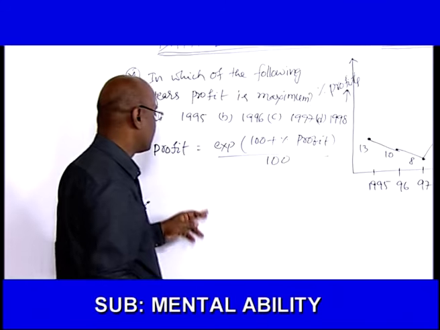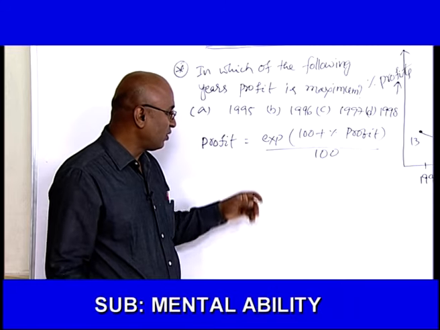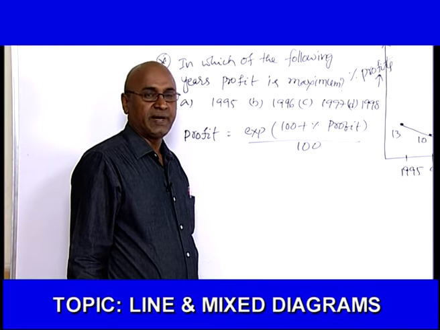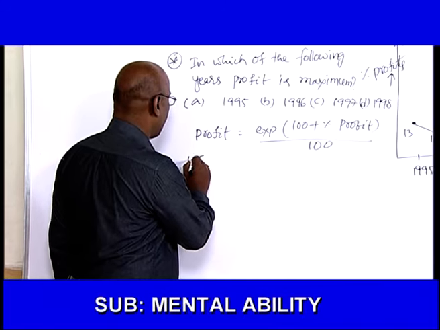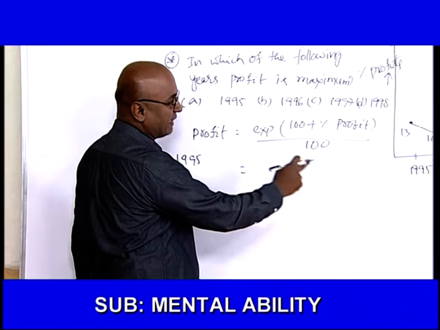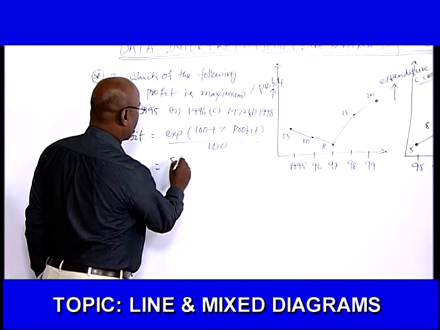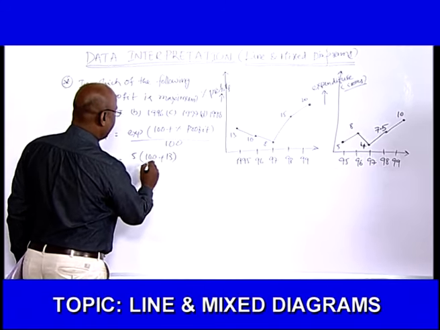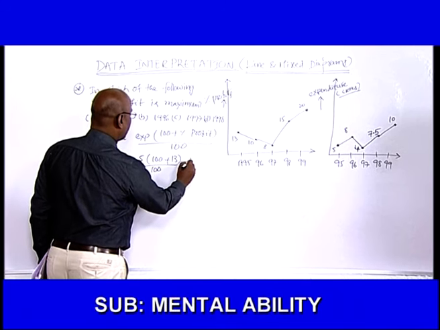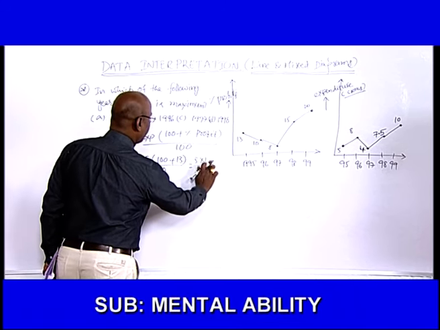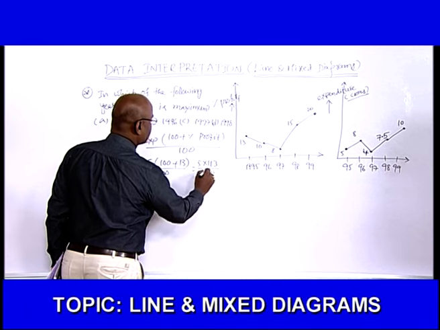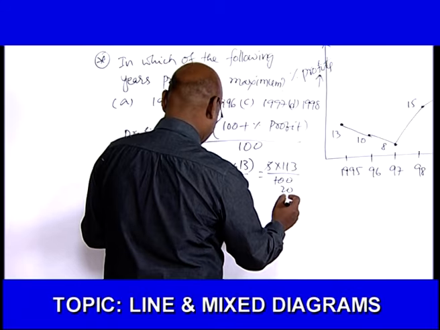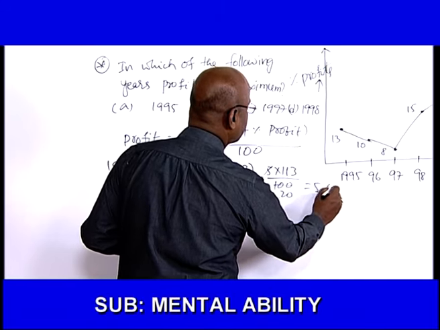So profit is equal to expenditure into 100 plus percent profit by 100. Now in the year 1995, profit is equal to expenditure in the year 1995, it is 5 crores, 5 into 100 plus 1995 percent profit 13 by 100, that is equal to 5 into 113 by 100. So that is equal to 5 ones, so 5 20s. So 113 by 20, that is equal to 5.65 CR.